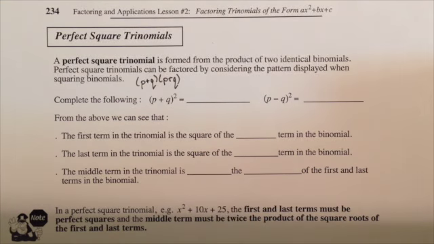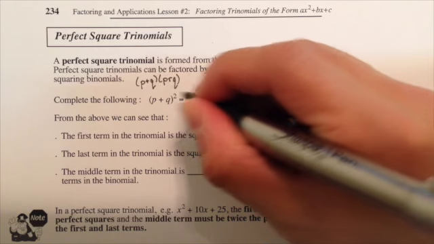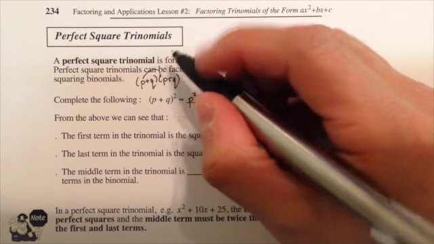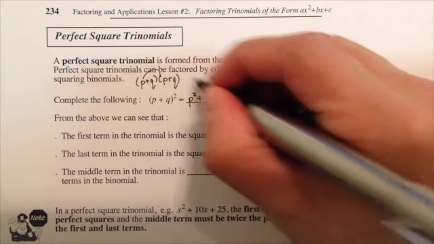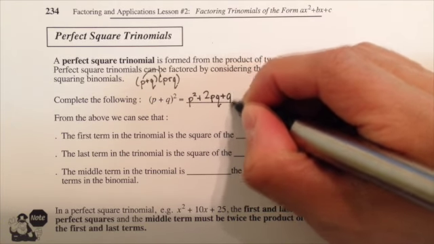Alright, and so if we were to expand this, we would end up getting p squared, p squared plus 2pq plus q squared.